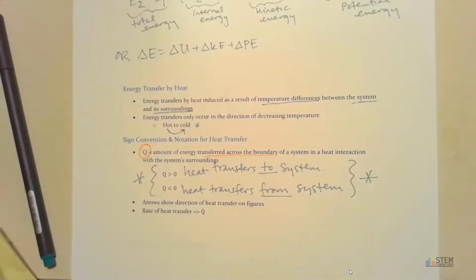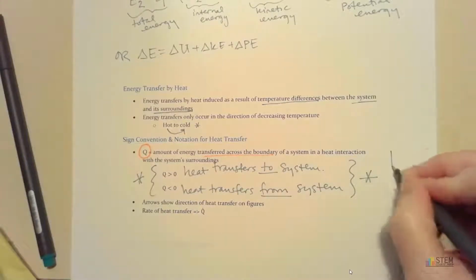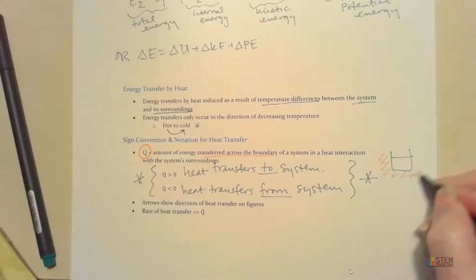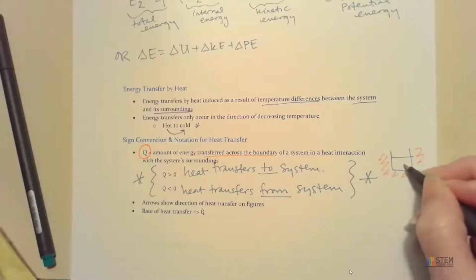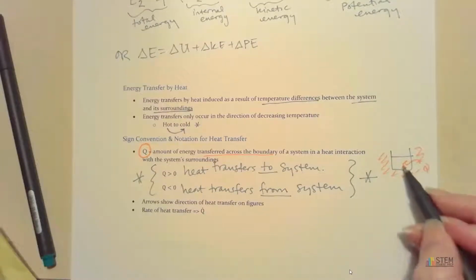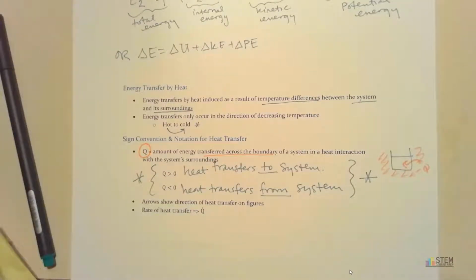So if heat is transferring to the system, then that probably means, let's just draw a little cylinder here, that it's going to be really hot in the surroundings. It's going to be a lot hotter in the surroundings than it is in this gas. So heat is going to come in here, and that's going to be Q. All right, so you got energy transferring into your system if Q is positive.